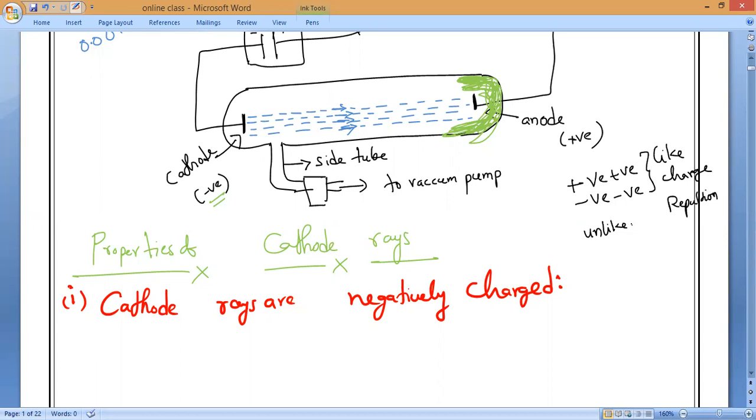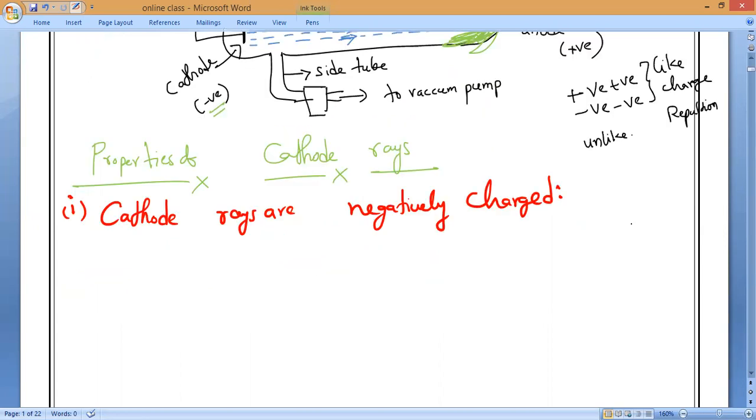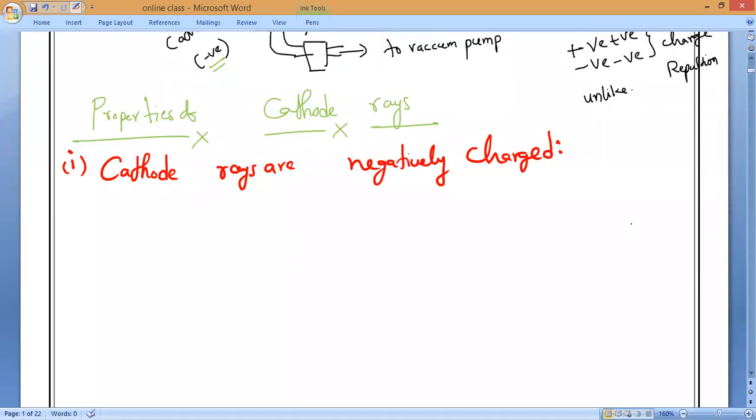Attraction. So, when we pass cathode rays through a strong electric field, they are deflected towards the positive terminal. This means the cathode rays consist of negative charge or positive charge? Negative charge. That is how he discovered the electrons. Are you clear, everybody? So cathode rays are negatively charged.